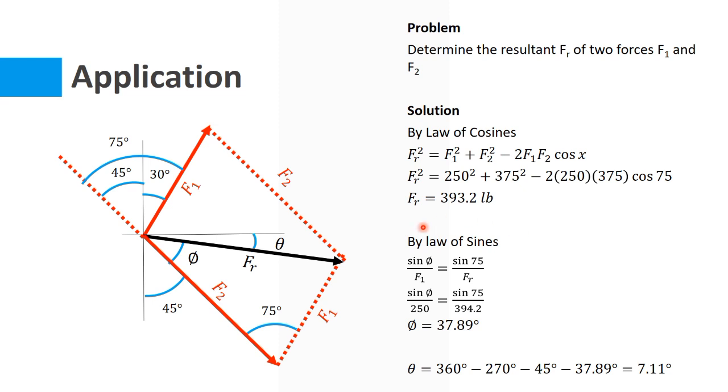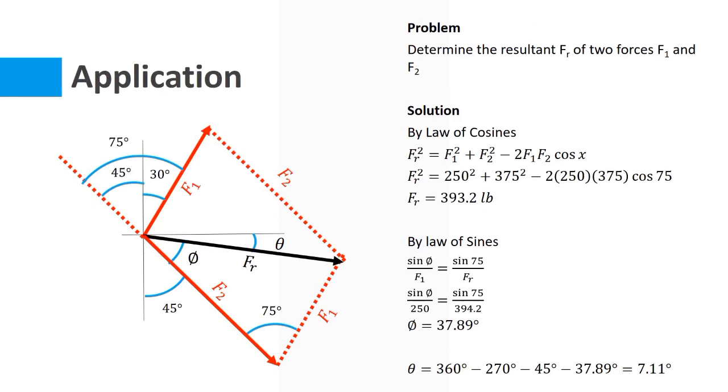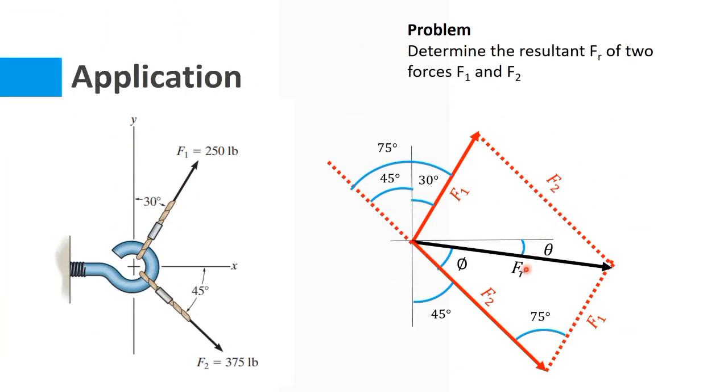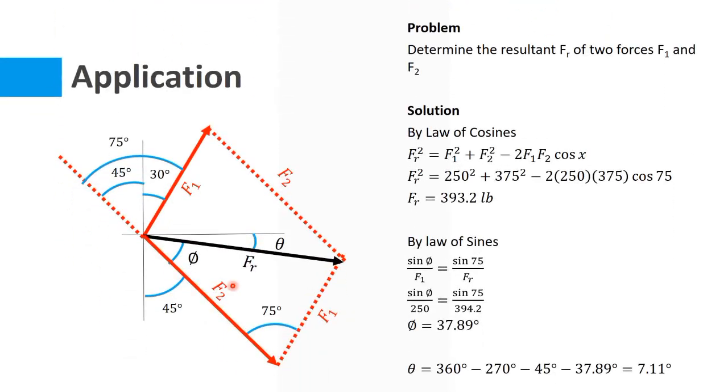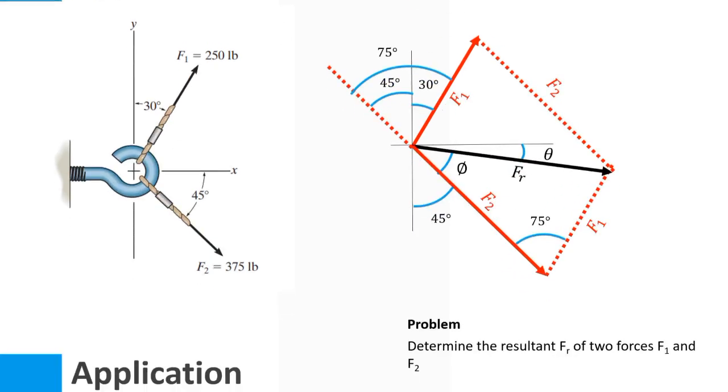So it means that if we remove these two forces, their resultant effect can be replaced by a resultant force Fr, which has a magnitude of 393.2 pounds and acts at an inclination of 7.11 degrees. So the angle of inclination of this resultant force is 7.11 degrees, and it will produce the same effect as these two forces produce simultaneously.